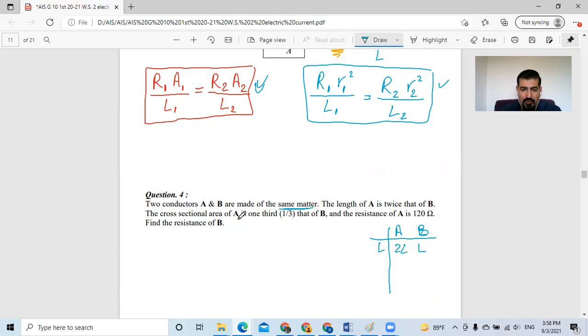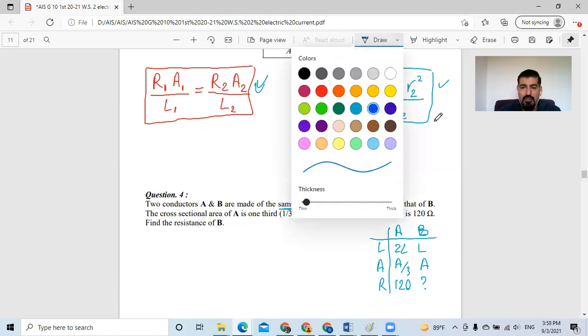The cross-section area for A is 1/3 of the cross-section area for B, so here it's area divided by 3, while here it's A. And the resistance for A is 120. How much is the resistance for wire B? Now, because they are talking about length with area, we are going to use the original formula.